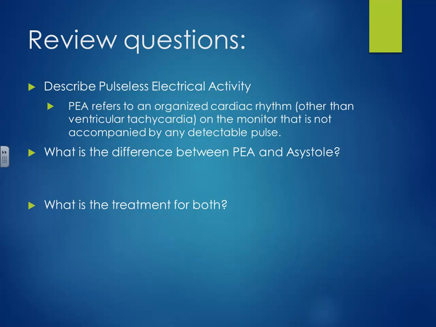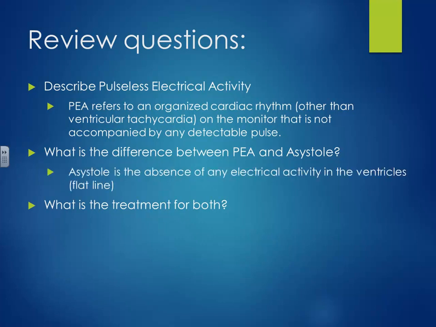What's the difference between PEA and asystole? So asystole is the absence of any electrical activity, right? PEA, you've got organized electrical activity, it's just not making the myocardial cells contract. What's your treatment for both? CPR, epi, vasopressin, your cardiac arrest, PEA, asystole algorithm.